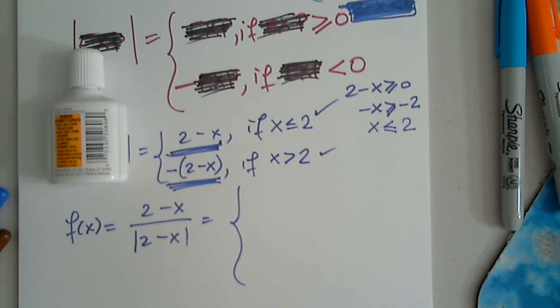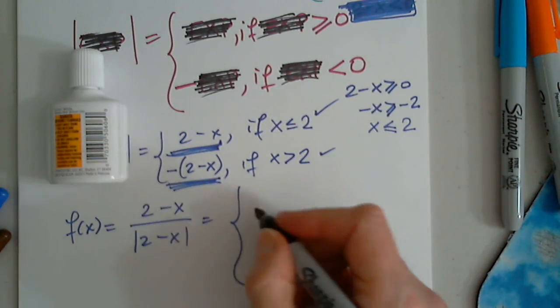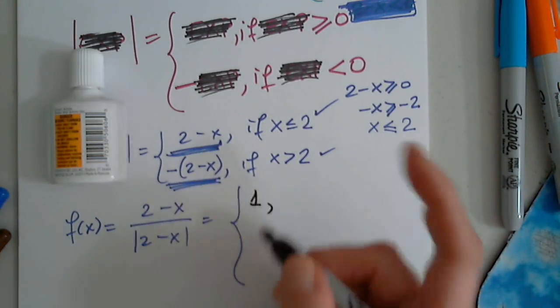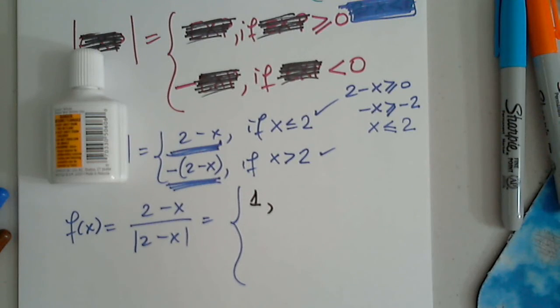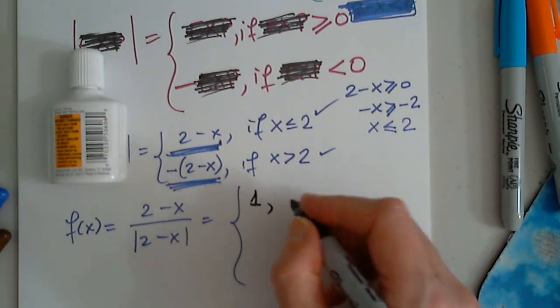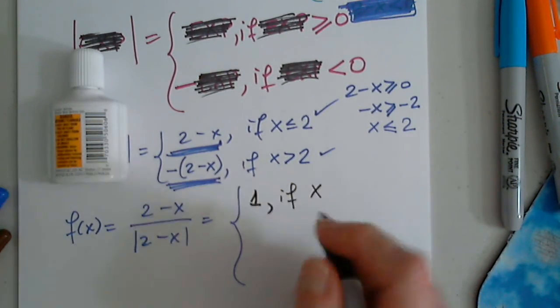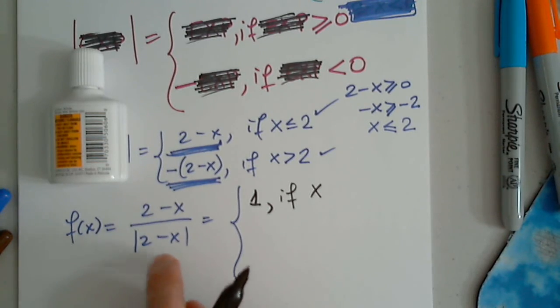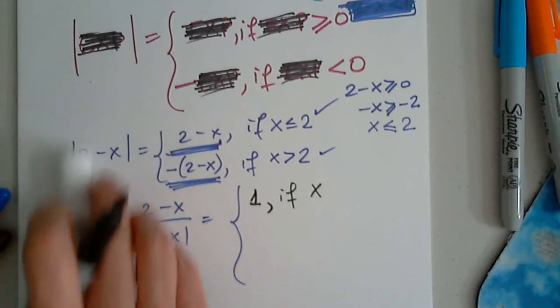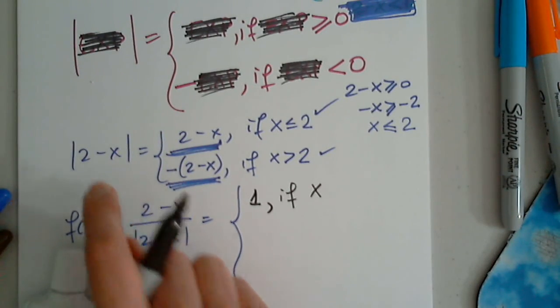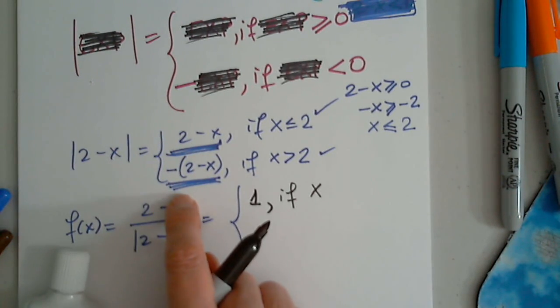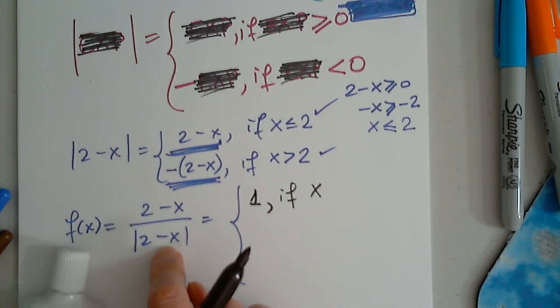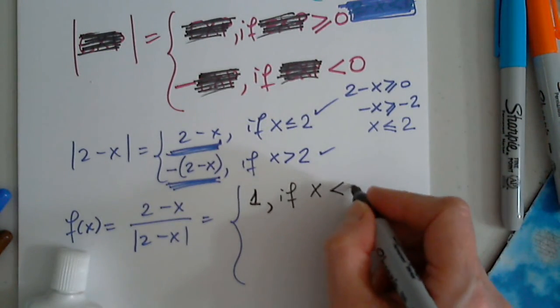So it would be 2 minus x over 2 minus x. Indeed, which is 1, if x is less than or equal to 2. I cannot write the equal symbol with 2. Why? Because if x is 2, the denominator is 0, and I cannot have 0 in the denominator. Here I simplified the absolute value, but now I simplify a fraction, and this is in the denominator. The denominator cannot be 0, so I have to write only less than 2.